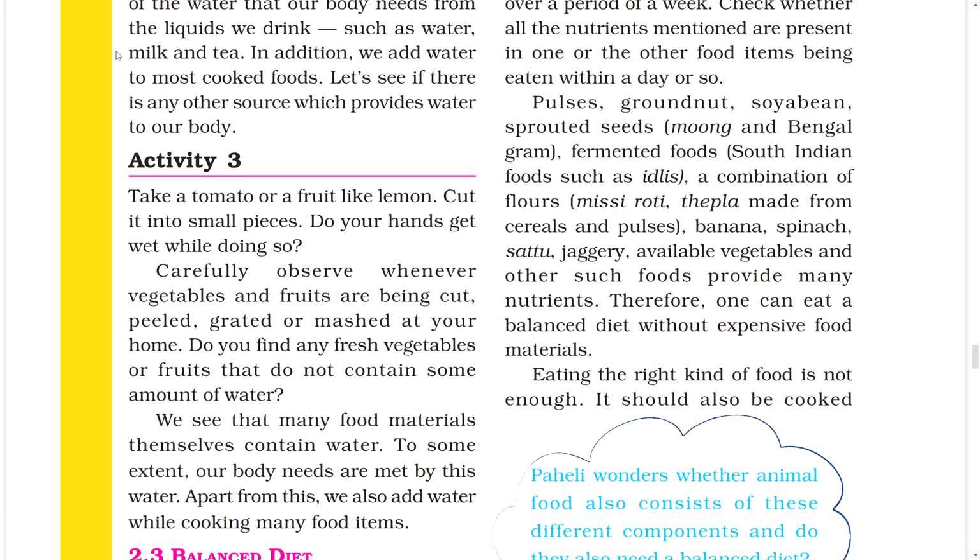Activity 3. Do this. Take a tomato or a fruit like lemon, cut it into small pieces. Do your hands get wet while doing so? Carefully observe whenever vegetables and fruits are being cut, peeled, grated, or mashed at your home. Do you find any fresh vegetables or fruits that do not contain some amount of water? We see that many food materials themselves contain water. To some extent, our body needs are met by this water. Apart from this, we also add water while cooking many food items.